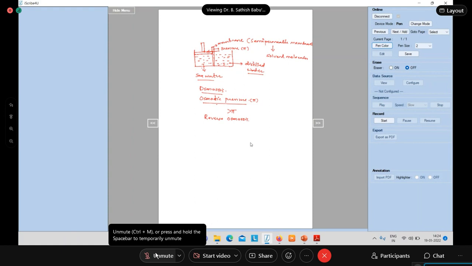Have you understood reverse osmosis now? It's very simple. To understand the reverse osmosis process, you should first know what osmosis is, and then what osmotic pressure is. If you apply pressure on the higher concentration side, more than this osmotic pressure, there will be a reversal of movement of water molecules from the higher concentration side to the lower concentration side, and this process is called reverse osmosis. Have you understood this? Yes, sir. Okay. So this is the principle behind reverse osmosis, and this principle is used for the purification of water.